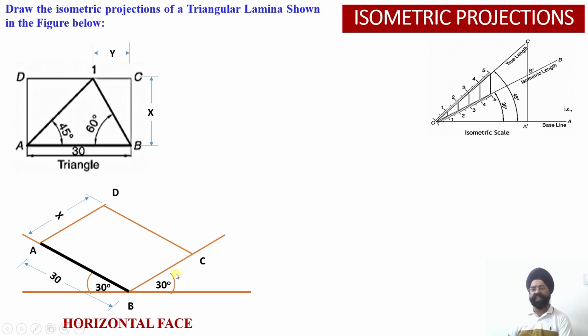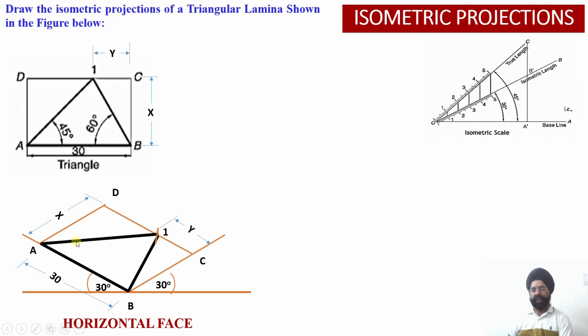All these distances are isometric distances. Once I reach C, from C I need to move for a distance of y. This is my distance y. So I will be measuring the isometric distance y and mark a point over here. The moment I mark a point, this gives me the location of point 1. And the moment I locate point 1, very easily I can join 1, A and B. So this gives me the construction of a triangle in the isometric projection.